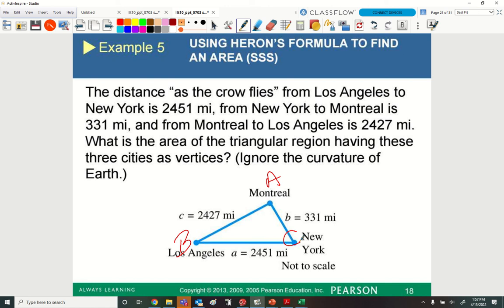So to find the area, the first thing you need to do is solve for one of the angles. Let's solve for angle A. So right now, you're going to use the law of cosines and solve for angle A.